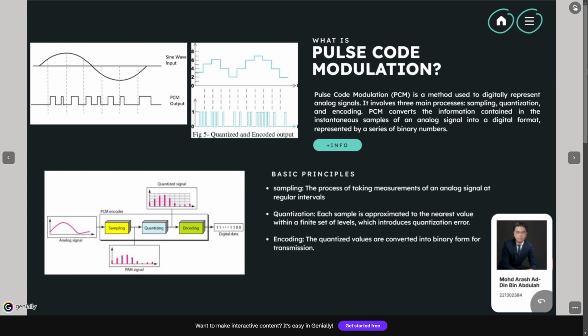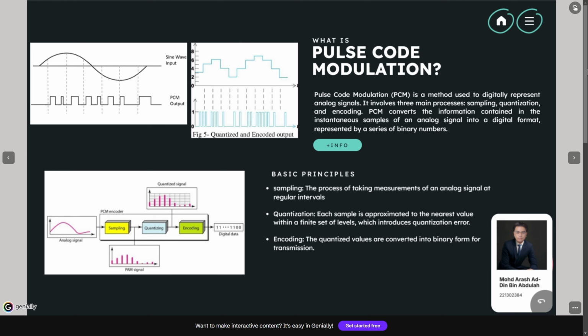Next, I will explain about pulse code modulation, PCM. This is a method used to digitally represent analog signals. It involves three main processes: sampling, quantization, and encoding. PCM converts the information contained in the instantaneous samples of an analog signal into a digital format represented by a series of binary numbers.